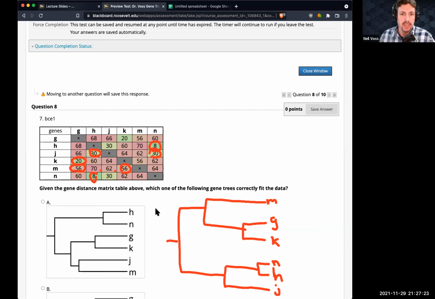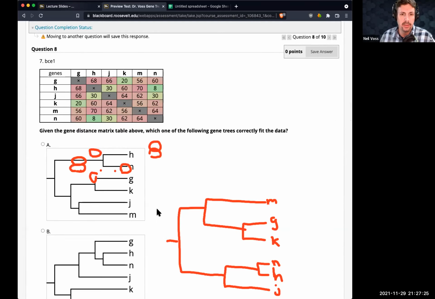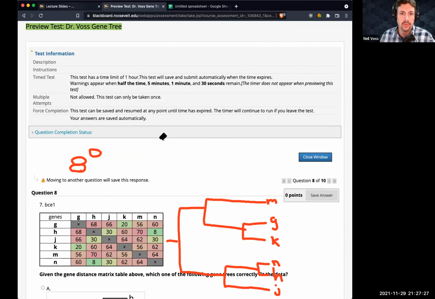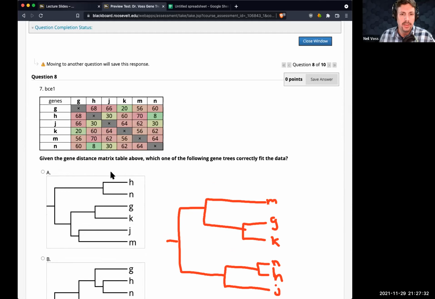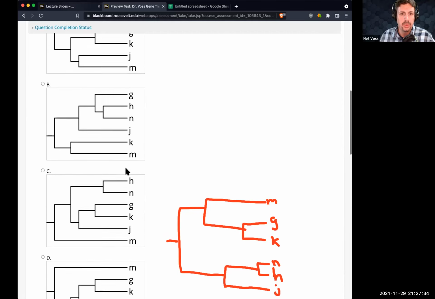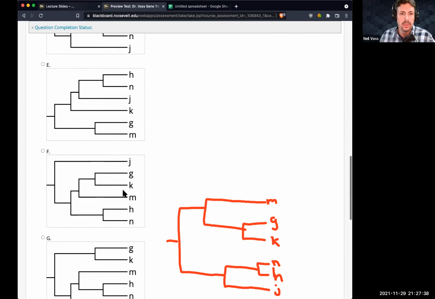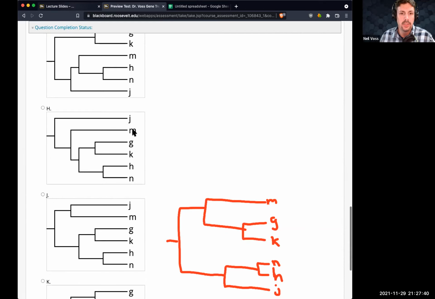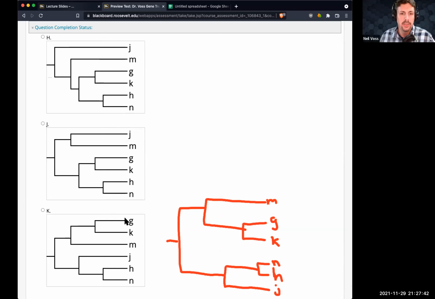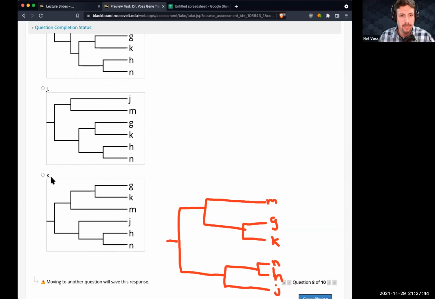So let's find that answer. That one is not okay. Let's get rid of all this. That's not what we're looking for. Nope. Nope. Nope. Oh, here we are. Does it match up? H and N, then J. All right. G and K, then M, and then connected. Yep.